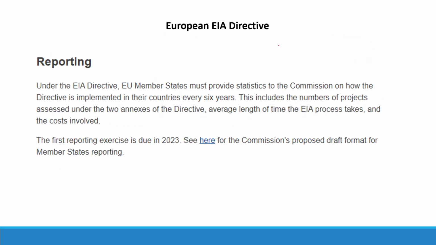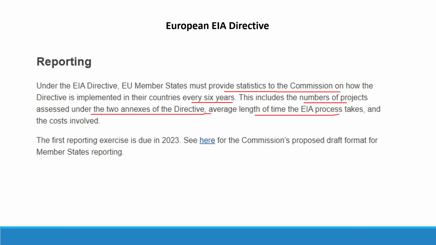Now, the European EIA directive includes some terms like reporting. So basically, when you do an EIA, there is some reporting. Under the EIA directive, member states must provide statistics to the Commission. Okay, so they are more focused on the data, how the directive is implemented in the country, every 6 years. So this includes the number of projects assessed under the two annexes of the directive. So the directive has two annexes under which projects are assessed.